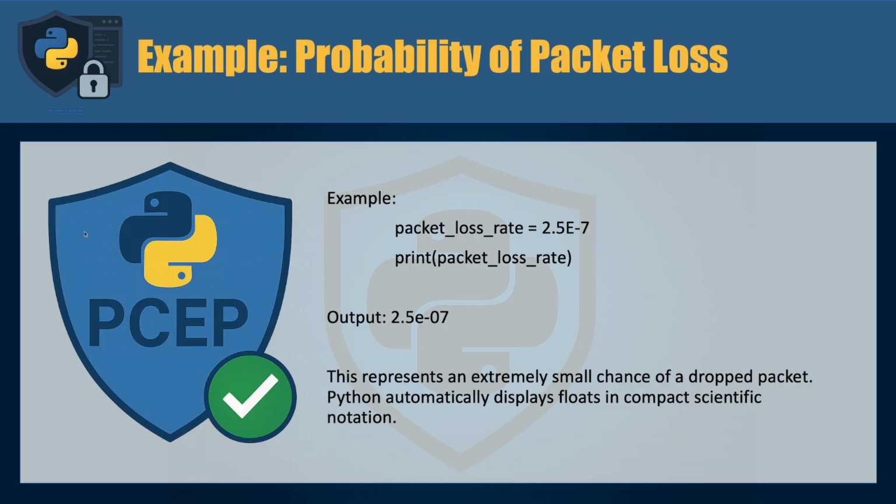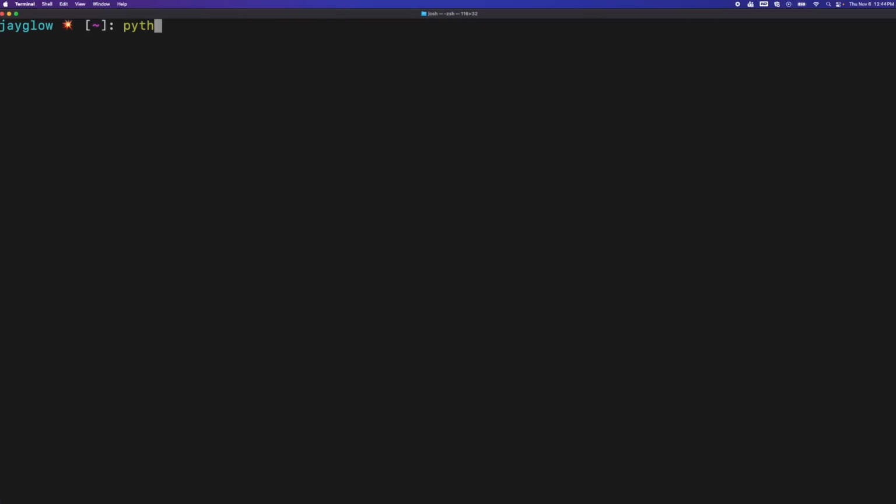Python automatically displays floats in compact scientific notation. So we can go ahead and use a variable called packet_loss and use scientific notation, which is 0.5e-7, where e-7 means move the decimal place to the left 7 places. When we print this, it will use scientific notation. You can also illustrate this a different way. So let's drop into Python 3.